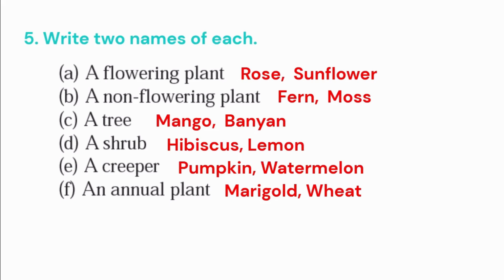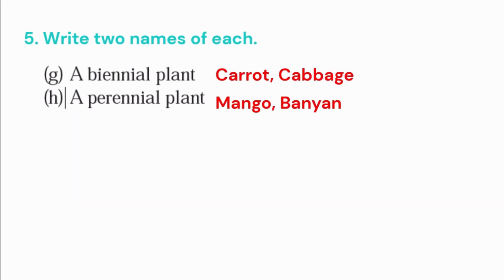Last one, an annual plant. Annual plants are the plants which complete their life cycle in one year. Such plants are called annual plants, and examples for this are marigold and wheat. Next, biennial plant. Biennial plants complete their life cycle in two years. Examples for these are carrot and cabbage.